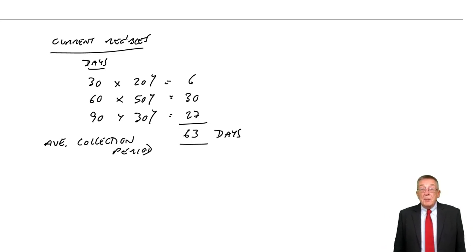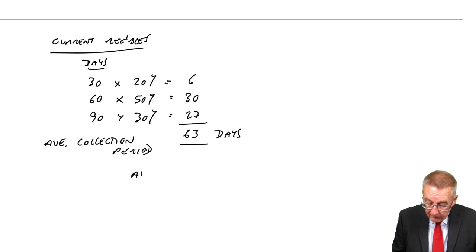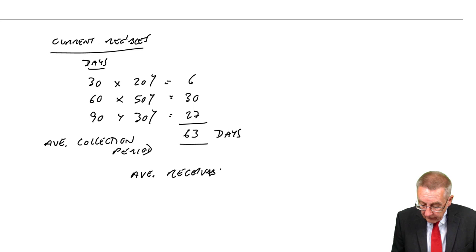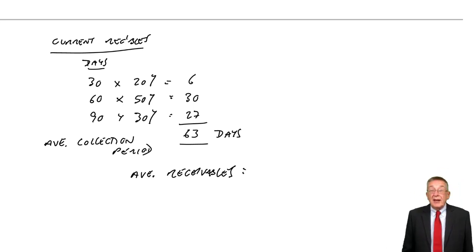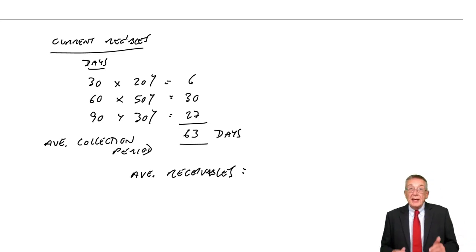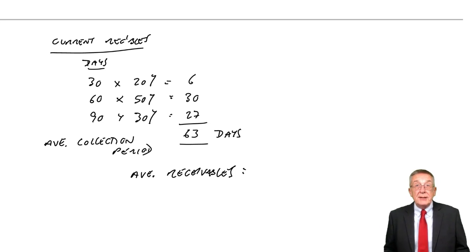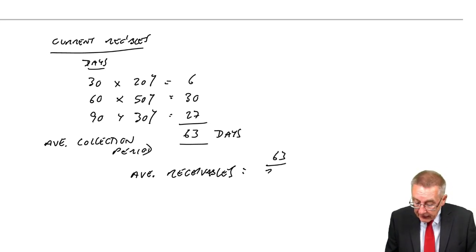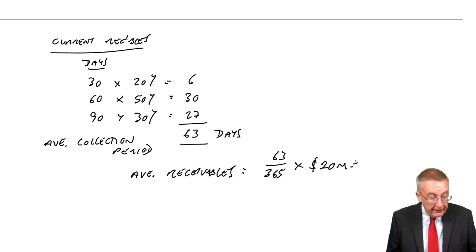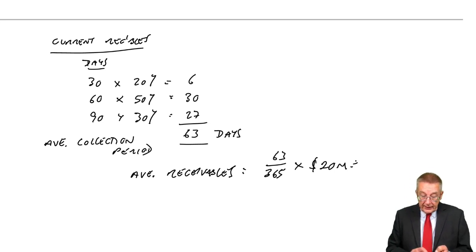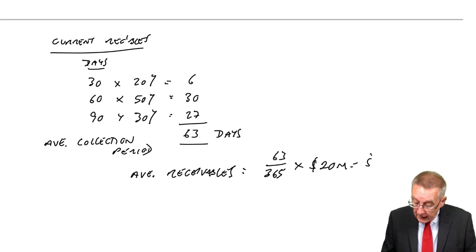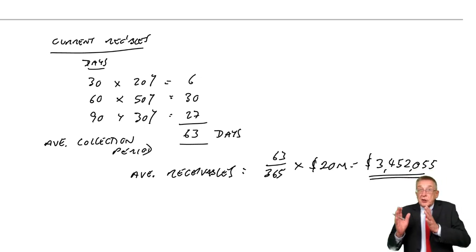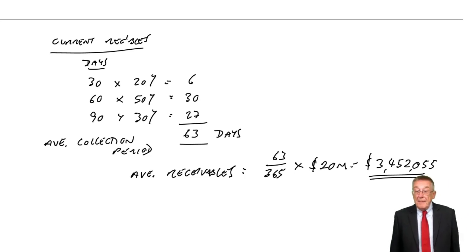Well, if on average they're taking 63 days to pay, what are the average receivables going to be? It says assume 365 days in a year. So if you're selling 20 million a year, on average, divide by 365, it's that much per day. 63 days on average is how much we're being owed. So it's 63 divided by 365 times 20 million, which is 3,452,055. So on average throughout the year, at the moment, we've got receivables of 3.4 million.